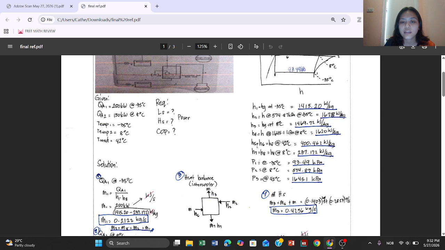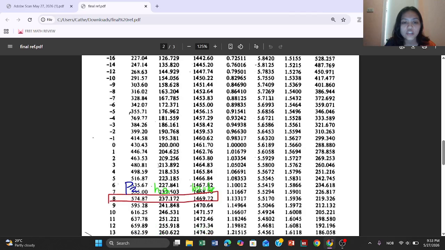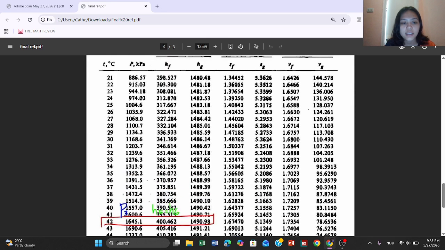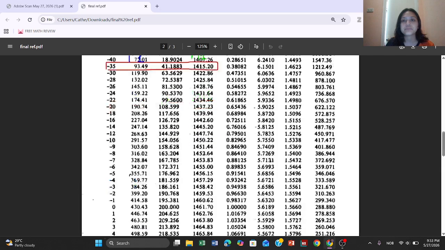Now we already have the value of H4. We can proceed to get H5 and H6. Since H5 and H6 are equal, they have the same values. To find this value, we need to get the HF at 42 degrees Celsius. Here is the HF line and here is 42 degrees Celsius. So H5 is equal to H6, which is equal to 400.462 kilojoules per kilogram.